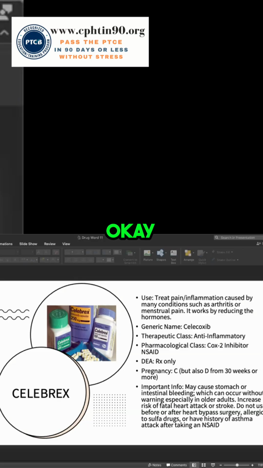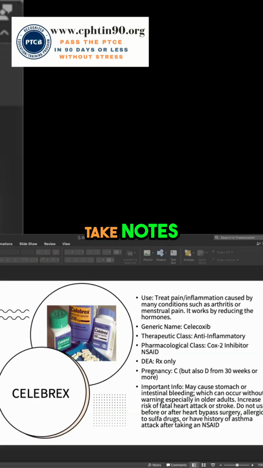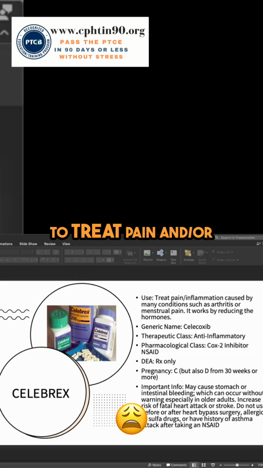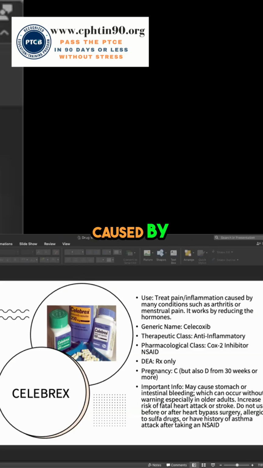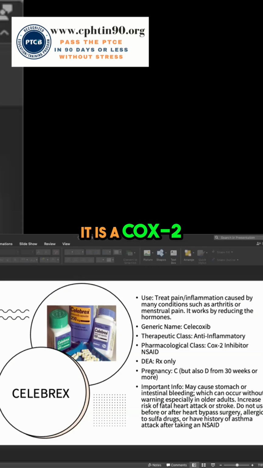No, sorry. No? Okay. So without further ado, let's start off with Celebrex. Take notes. Okay. So Celebrex is the brand name. The generic name is celecoxib, and it is used to treat pain and/or inflammation caused by different types of conditions such as arthritis or menstrual pain. And it does that by reducing the hormones. The therapeutic class is the anti-inflammatory. For the pharmacological class, it is a COX-2 inhibitor NSAID. It's Rx only. For the pregnancy category, it said C, but if you are 8 weeks or more, then it would be class D.